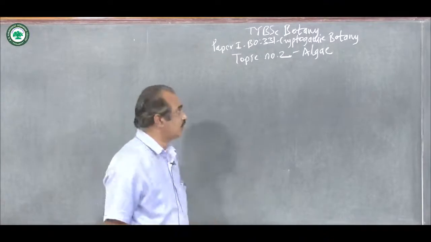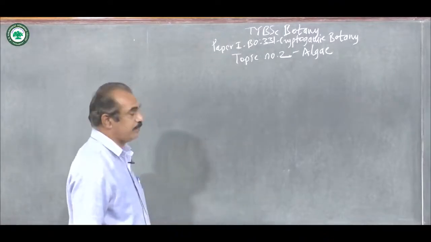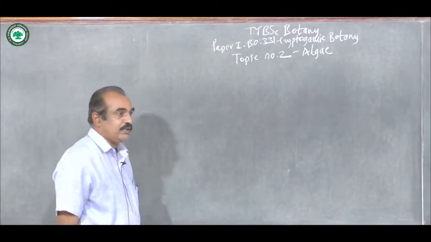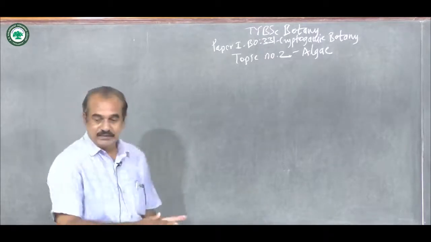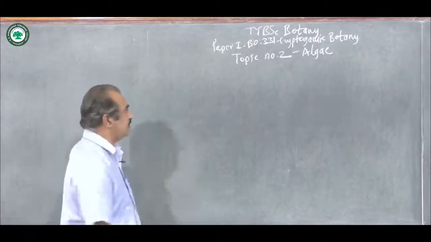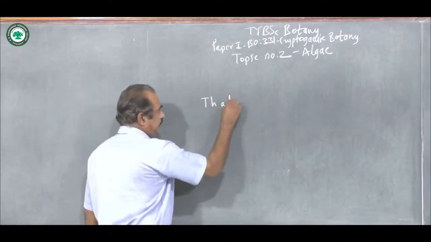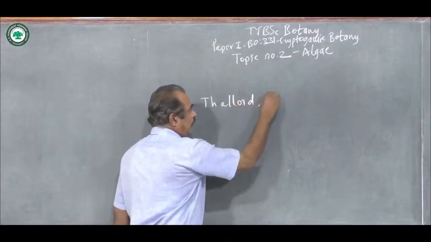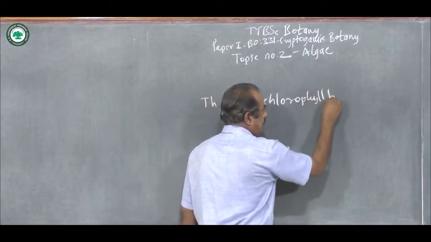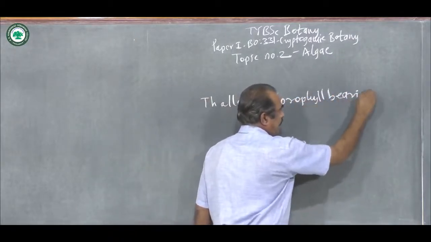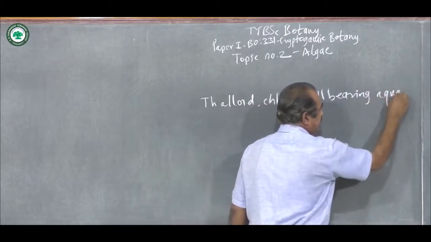Today, we are going to study the T.Y.B.Sc Botany, paper first, BO 331, Cryptogamic Botany, and from this, topic number 2, that is the algae. Algae are defined as thalloid, chlorophyll bearing, aquatic plants.